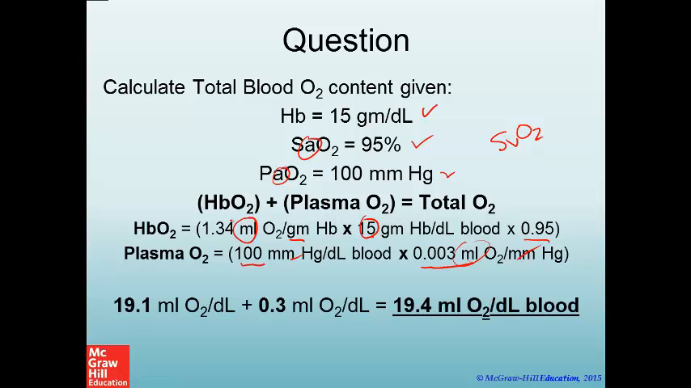So we're going to have 19.1 milliliters carried by hemoglobin plus 0.3 dissolved in plasma gives us a total of 19.4 in the blood, about 20.